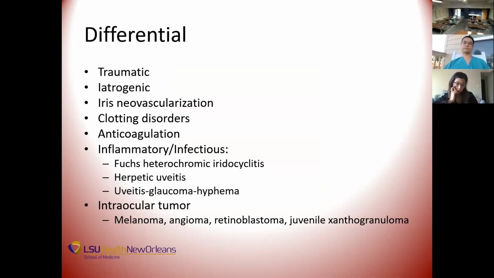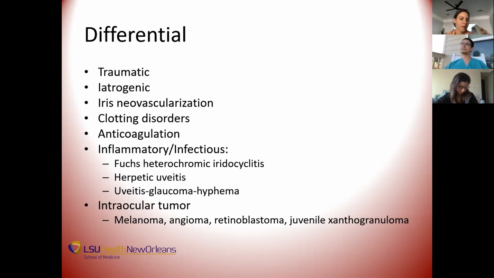So traumatic, any sort of blunt trauma can cause hyphema, injury to the iris, pupil sphincter, any of the structures of the angle. Iatrogenic, any sort of anterior chamber procedures, especially in patients with pre-existing irregular vessels in that area. Any NVI, typically from posterior segment ischemia. Anybody with clotting disorders, anybody who's on anticoagulation are more prone to getting these hyphemas.